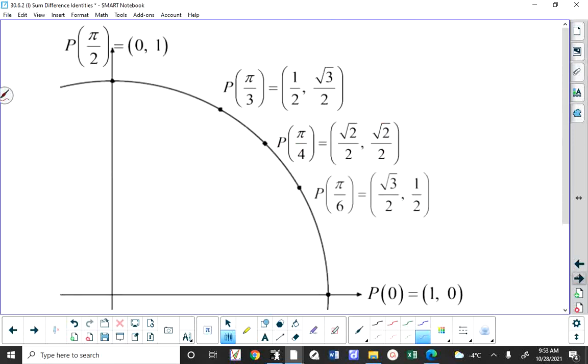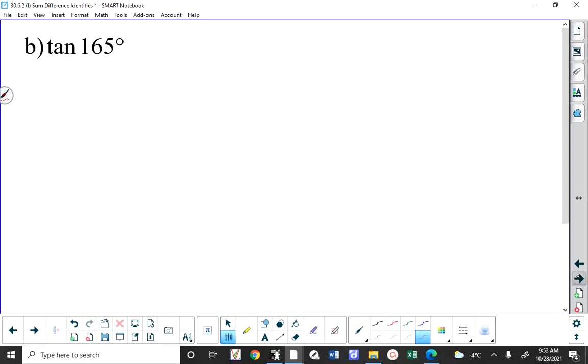Let's try another one. Tan of 165. So you need to break 165 into two angles that you know the locations of on the unit circle. Not just the locations, that you know the coordinates of the point of intersection on the unit circle. These questions always have a 45-degree angle. Because if you can break it into 30s and 60s, it will be a point on the unit circle that you're familiar with. So 45 and 120. This is tangent of 45 degrees plus 120 degrees.